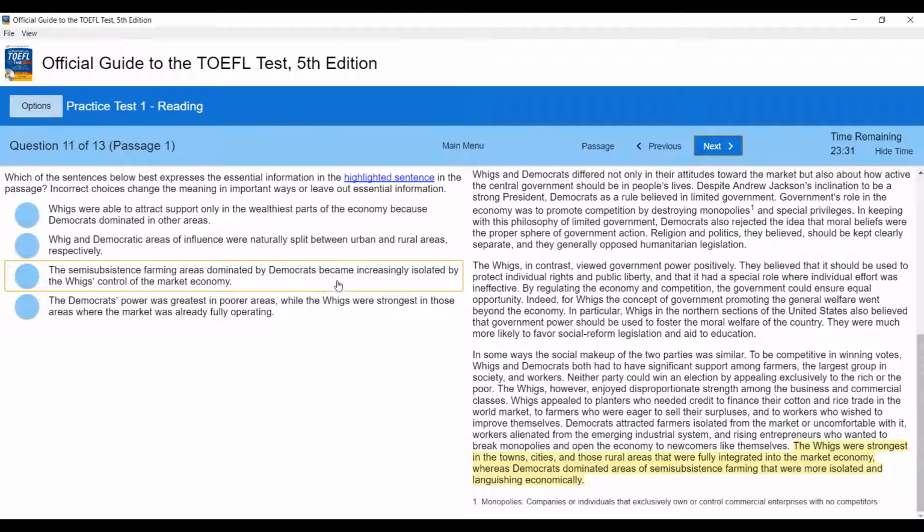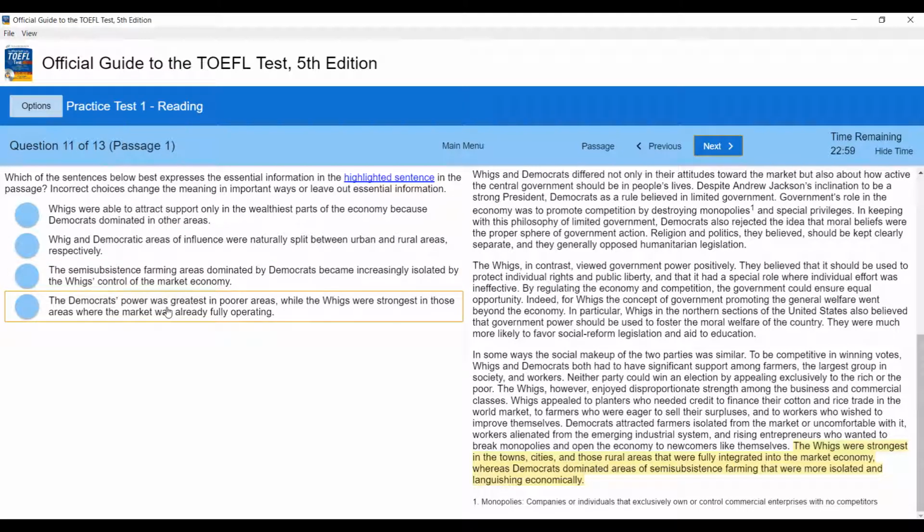The semi-subsistence farming areas dominated by Democrats became increasingly isolated by the Whigs' control of the market economy. That is a wrong choice as well. It's not saying that the Whigs controlled the economy. It's saying that the Whigs' representation, they were in those areas. Okay, so not B, not C.